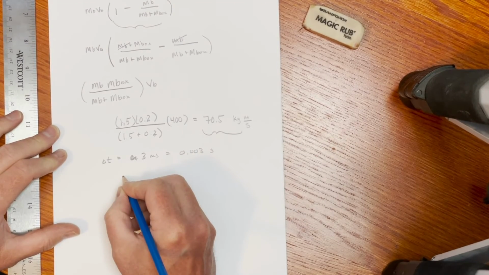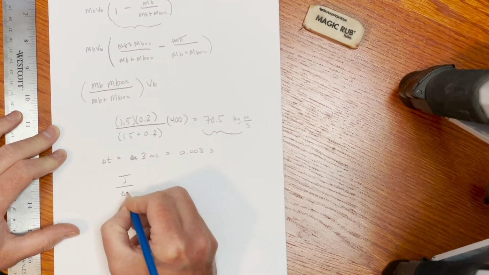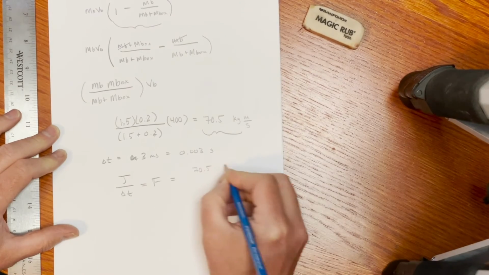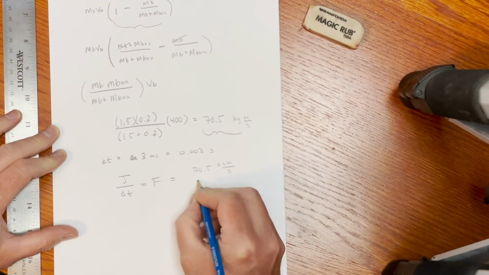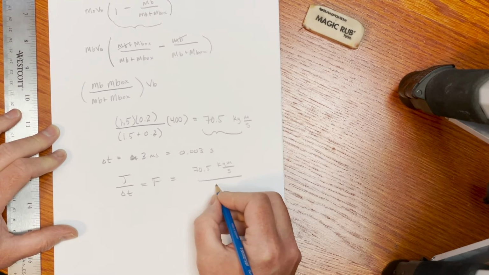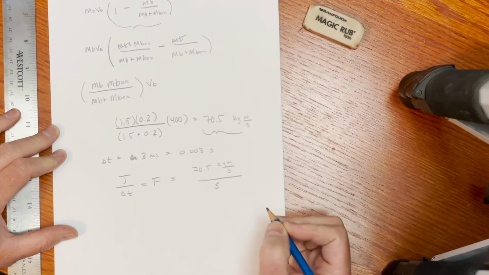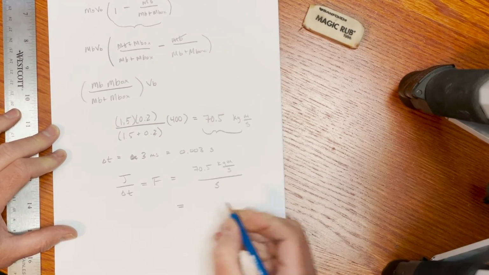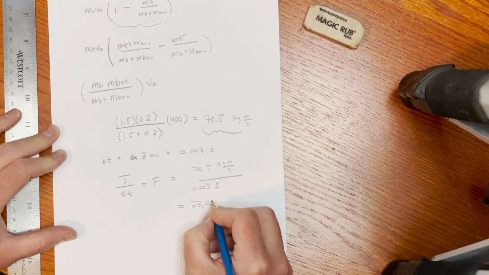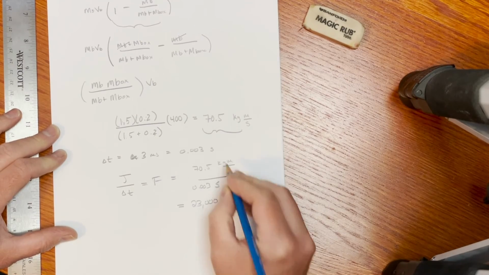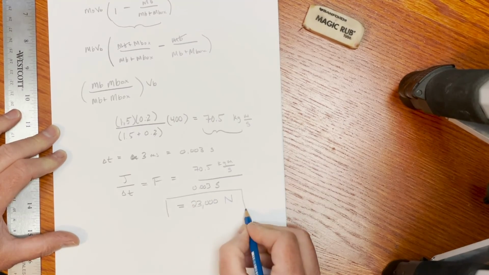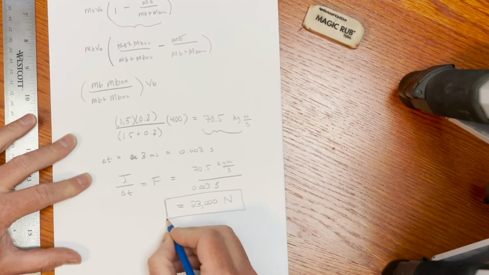So if I take my impulse and divide it by the time, that's going to give me the force. And so if I do that, I get 70.5 kilogram meters per second divided by 0.003 seconds. That's going to give me 23,000. And then the unit kilogram meters per second squared is just a force, so we call that newtons, which is a very large force that's acting on the bullet and the box.